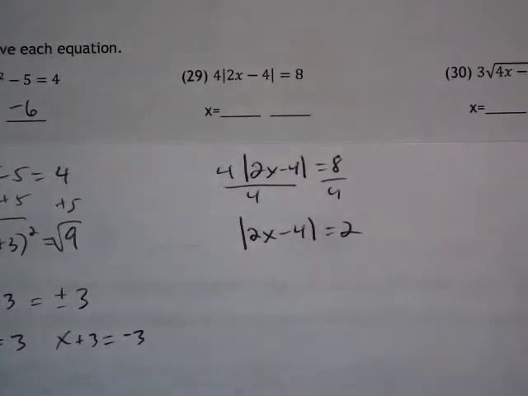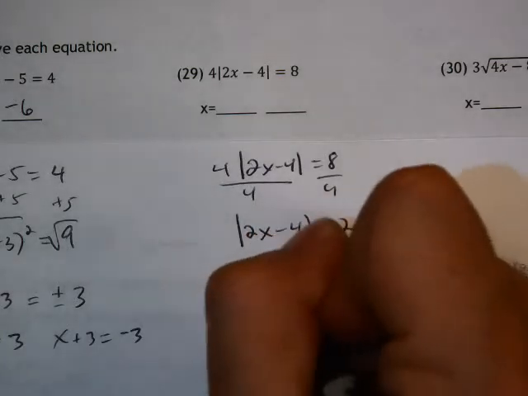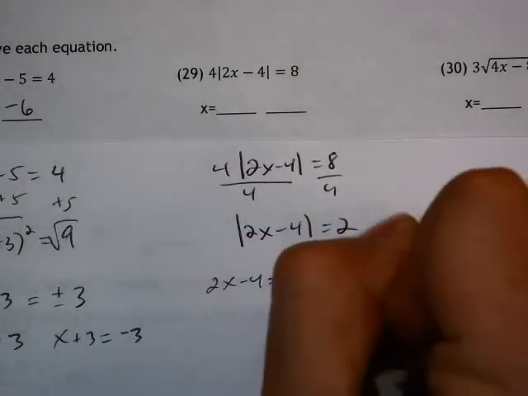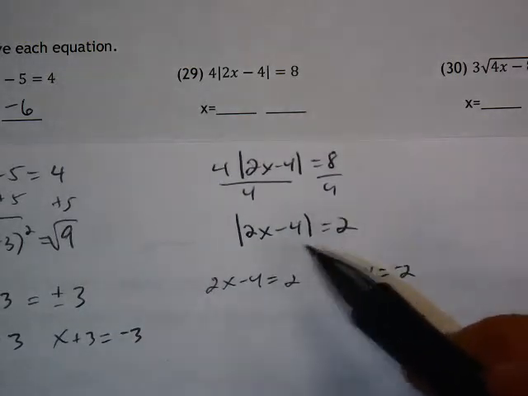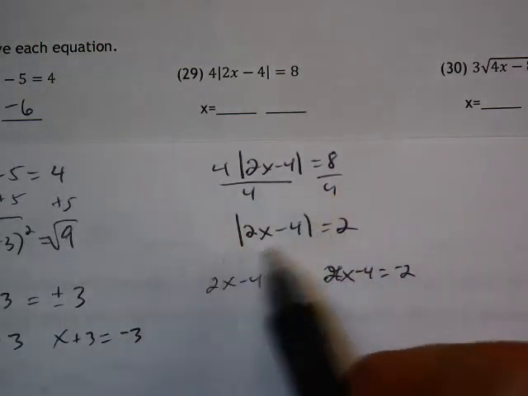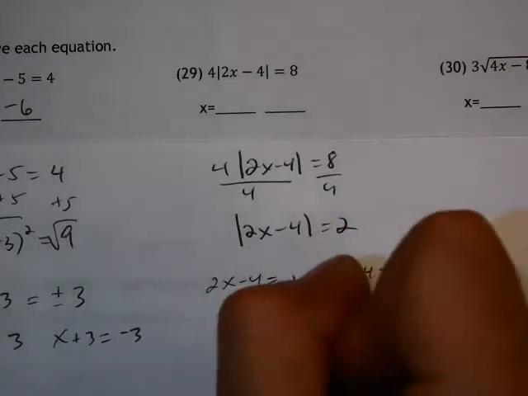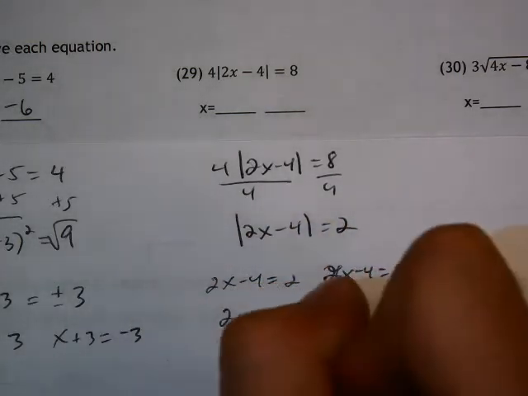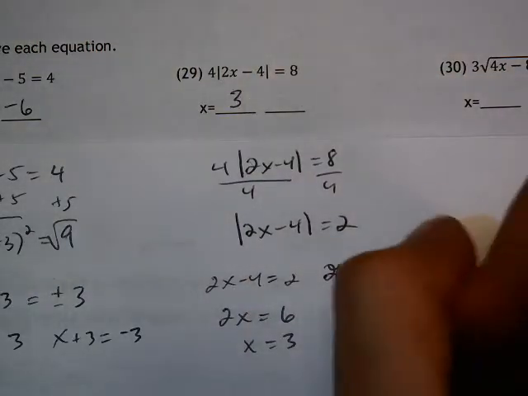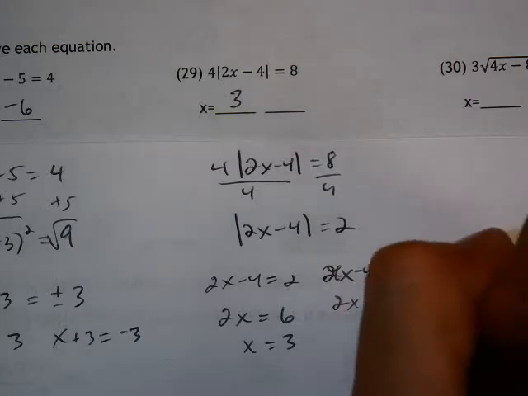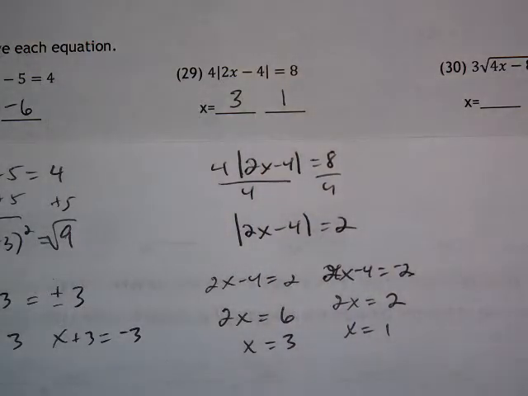And when you're dealing with the absolute value, it's a little bit like the square root. You're going to get 2x − 4 = 2, but you're also going to use 2x − 4 = −2, because I can take the absolute value of −2 and I can get 2. For the first, I add 4 to both sides, I get 2x = 6, which means my first answer for x is positive 3. For the second, 2x, add 4 to both sides, I get 2. So my second answer for x is positive 1.